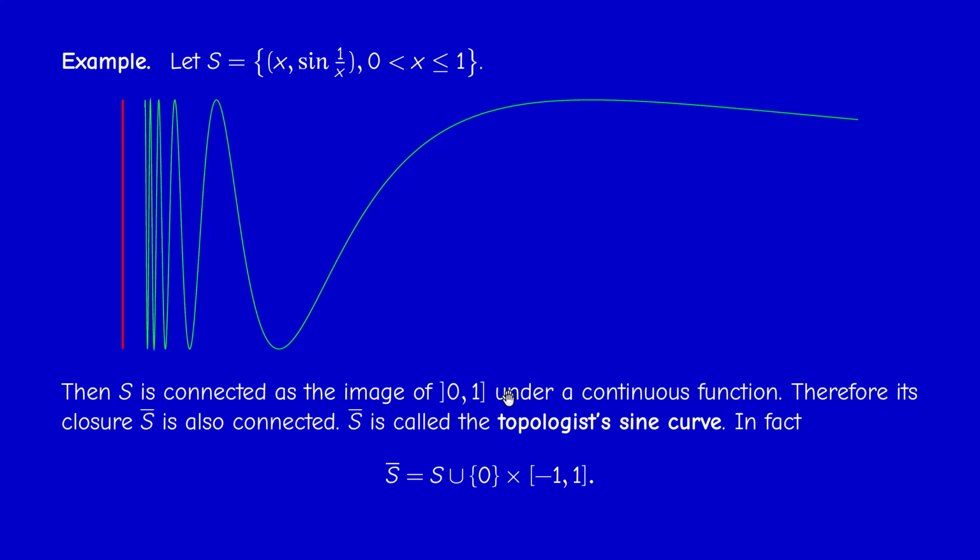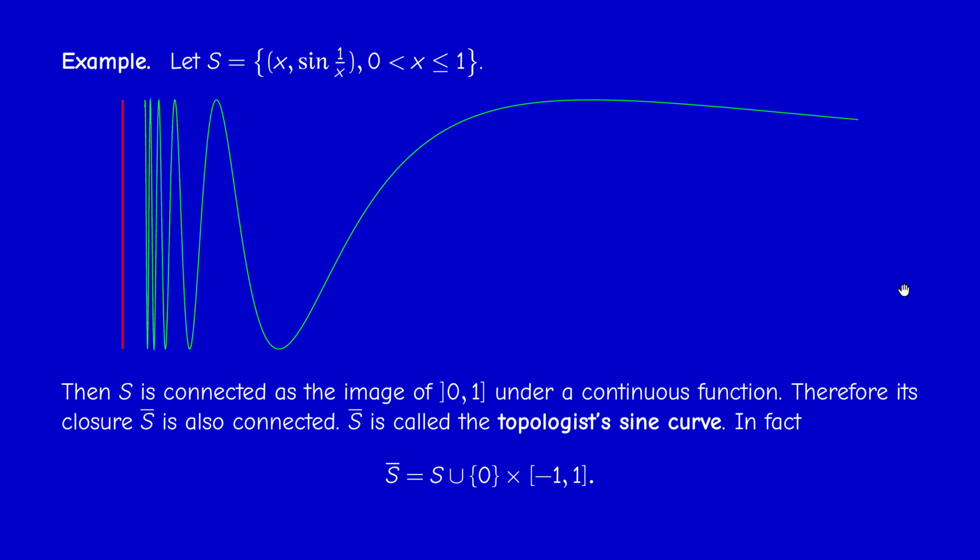S bar is simply S union the vertical slice joining (0, -1) to (0, 1). So S bar is the figure in green union the figure in red. This is what we call the topologist's sine curve. Now, why is S bar the union of these two sets?